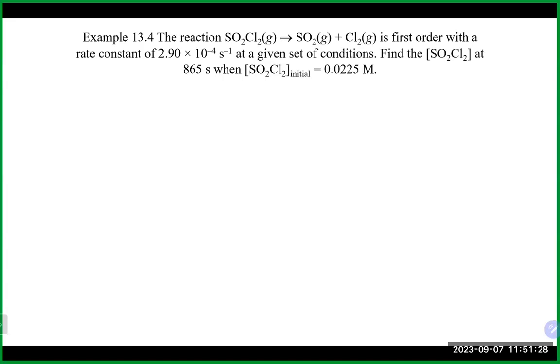All right, so let's take a look at this one here. The reaction is first order with the rate constant of 2.9 times 10 to the minus 4. What is the concentration of SO2Cl2 at 865 seconds if we started with 0.0225? Let's see what you come up with here.